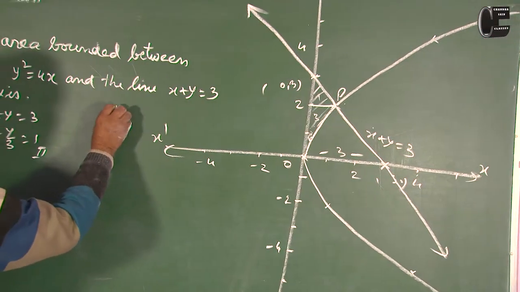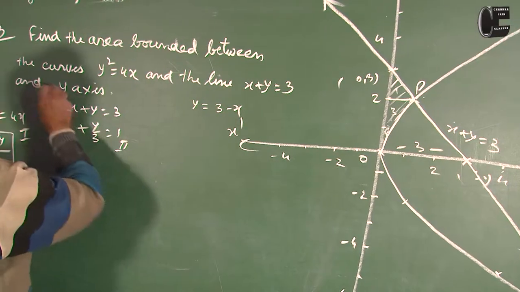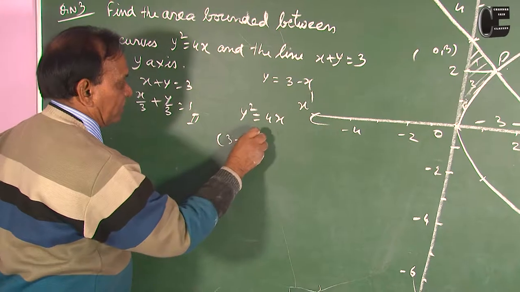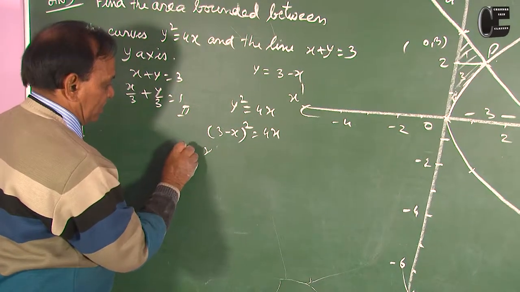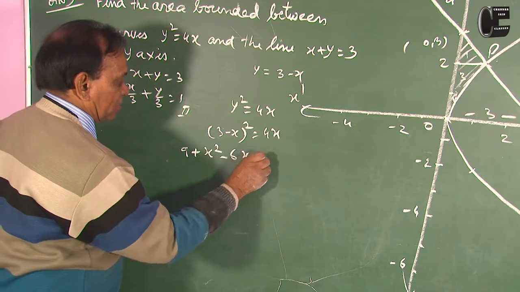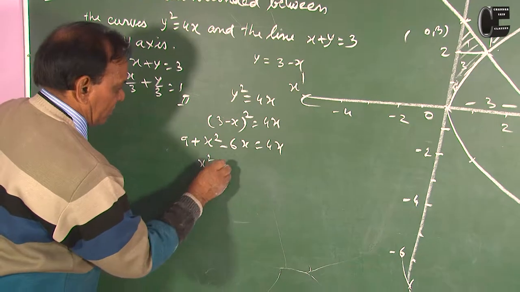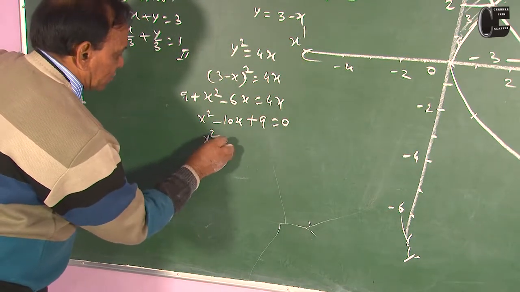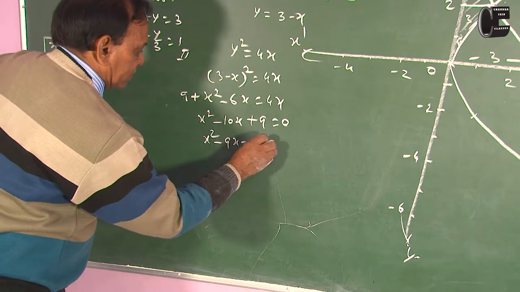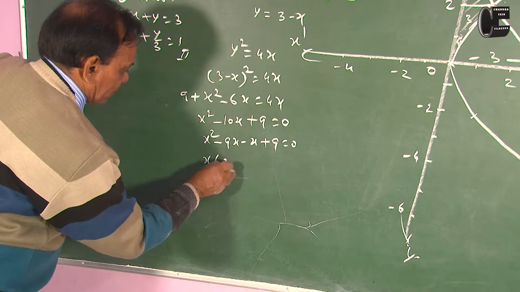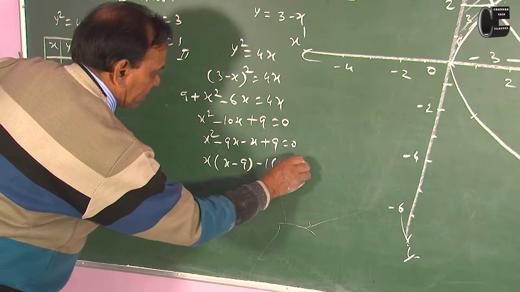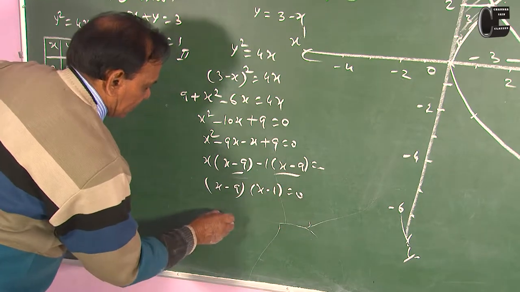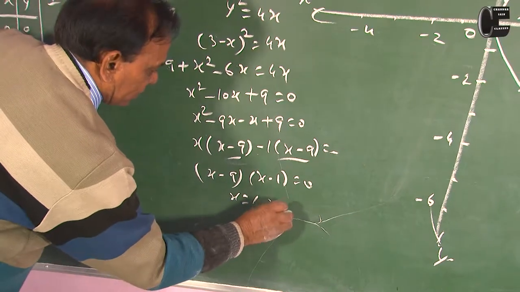Y equal to 3 minus x. And y square equal to 4x. Put here, 3 minus x whole square equal to 4x. 9 plus x square minus 6x equal to 4x. Therefore, x square minus 10x plus 9 equal to 0. x square minus 9x minus x plus 9 equal to 0. Take x out. x minus 9 and x minus 1 equal to 0. Therefore, x will be equal to 1 and x will be equal to 9.